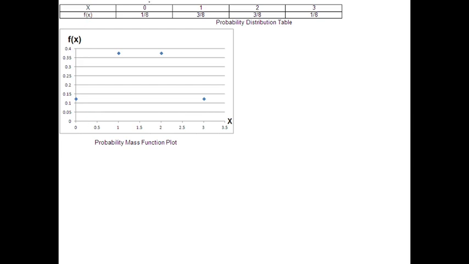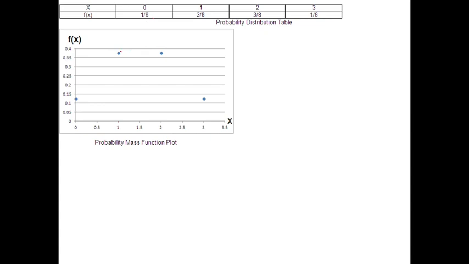So for x equals 0, we have 1 over 8. So we plot 0, 1 over 8. 1 over 8 is 0.125. That's why we have here 1 over 8, 0.125. Okay, and then when x is 1, that is 3 over 8, between 0.335 and 0.4. So 0.375, right?